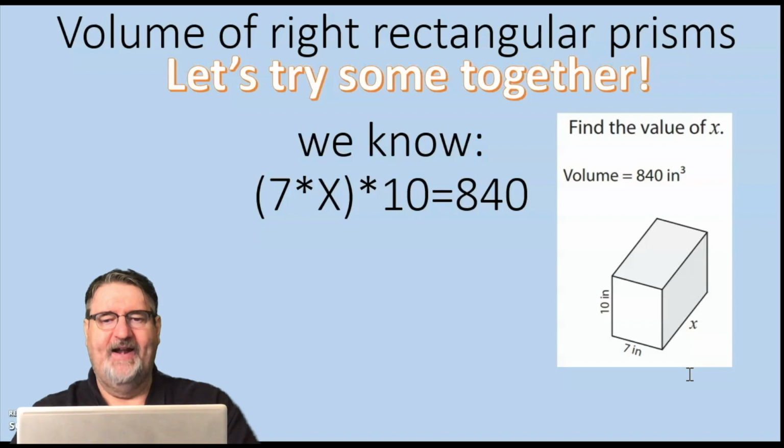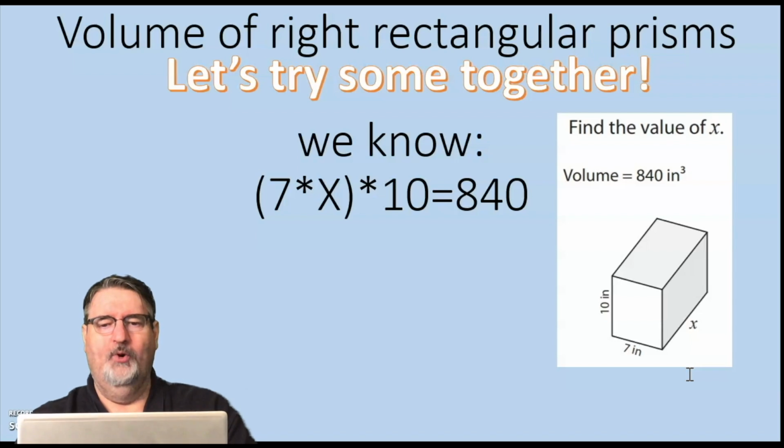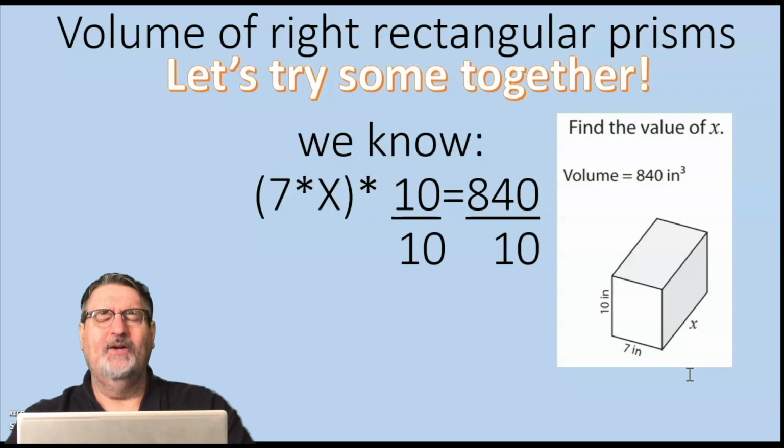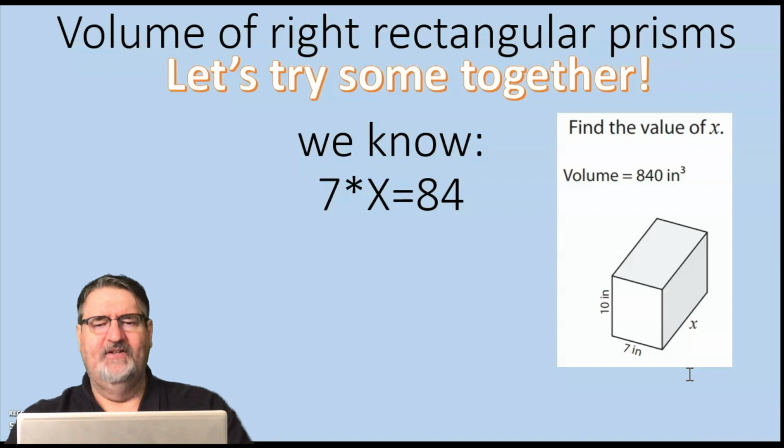So let's write that out first. We have the base, 7 times X times 10 equals 840. Well, let's get rid of the 10. So we're going to divide 10 on both sides. And that gives us 7 times X equals 84.